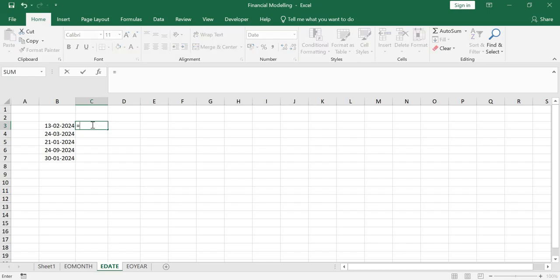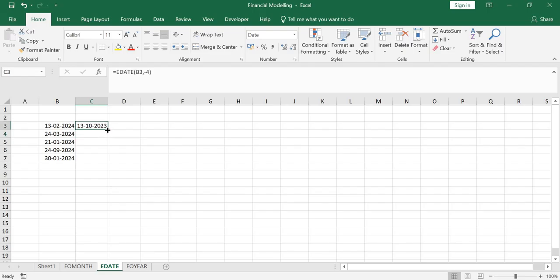So we are going to use the help of the e-date. So I'll write e-date and then you have to select the date by which you have to calculate. Now I want 4 months previous to this date. So I'll write -4 and then bracket close and enter. Now you can observe this date is 13th of February 2024, and if we see 4 months back from this date will be 13th of October 2023.